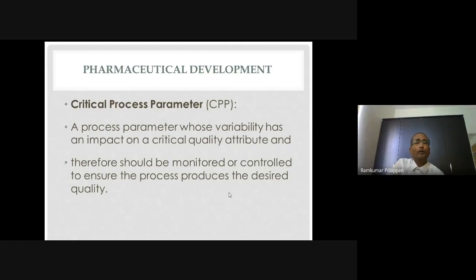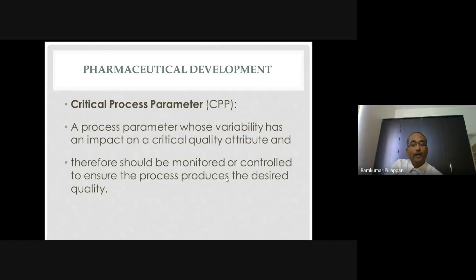So you don't have to worry about every parameter. You should know, if I control humidity, the hardness may get controlled. If I control the compression force, the hardness may be controlled. If I control the granule strength or the granule size distribution, you may control the hardness. So what is critical for a process is very important, and that is called a critical process parameter.